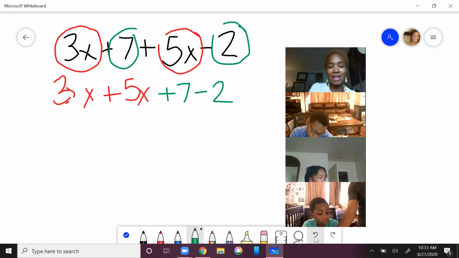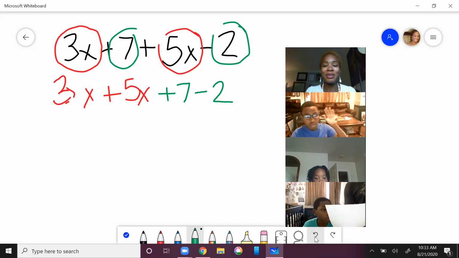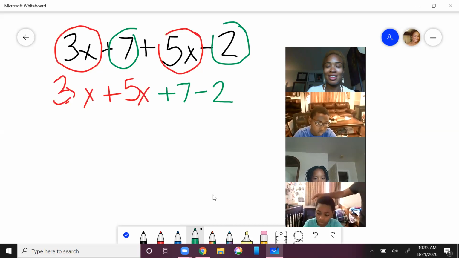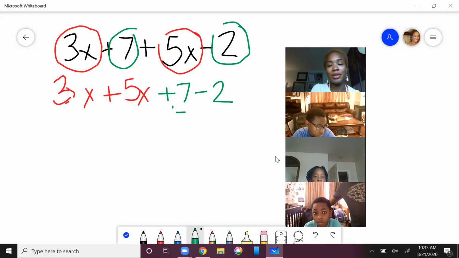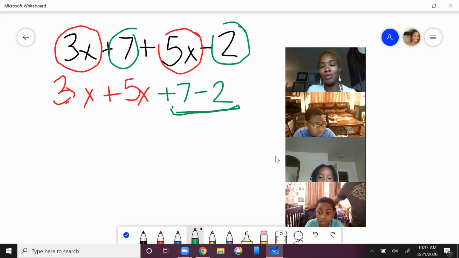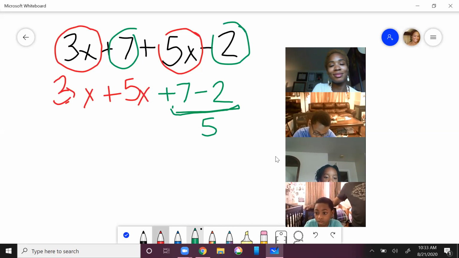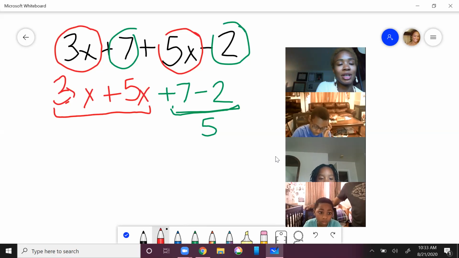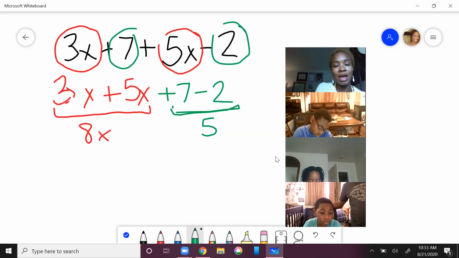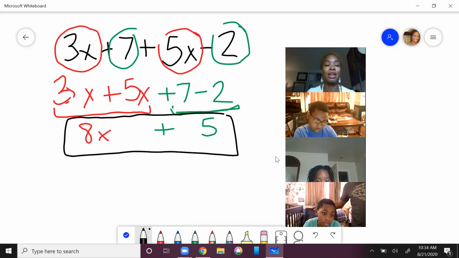And so what's 7 minus 2? Somebody can help me with that. Kosi, what's 7 minus 2? 7 minus 2 is 5. Good. And then what's 3 plus 5? 3 plus 5 is 8. Good. So that one, since it already had the x with it, you got to keep that x with it. So you end up with 8x plus 5. So we just combine the like terms, the terms that look alike. This is our answer. This is as simple as we can make it. 8x plus 5.